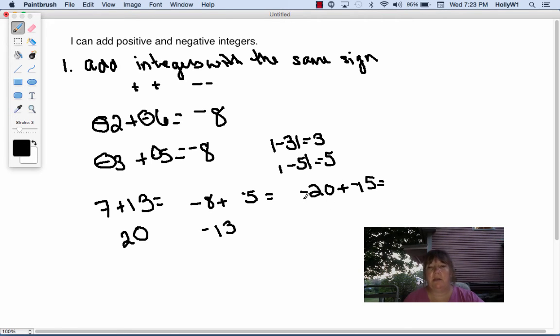In this case, we're going to take the absolute value of negative 20 and the absolute value of negative 15, add those together, so 20 plus 15 is 35, and the common sign is negative. So you should have gotten 20, negative 13, and negative 35.